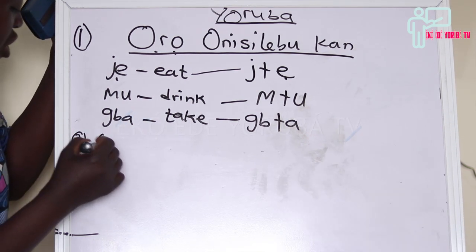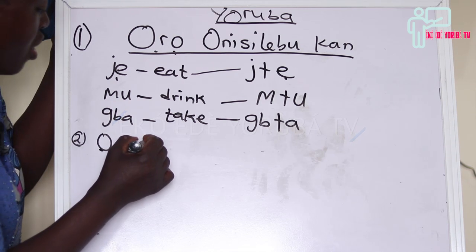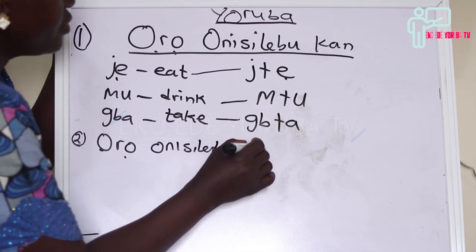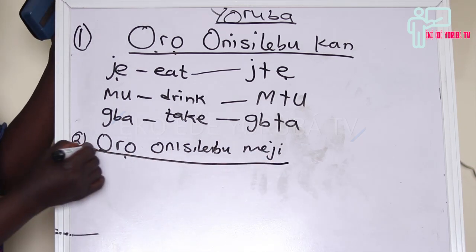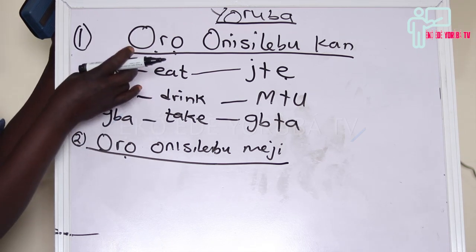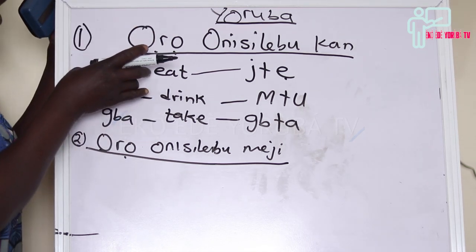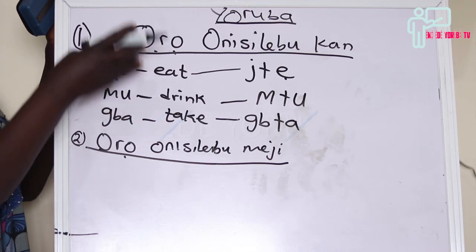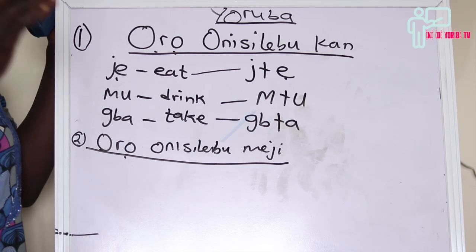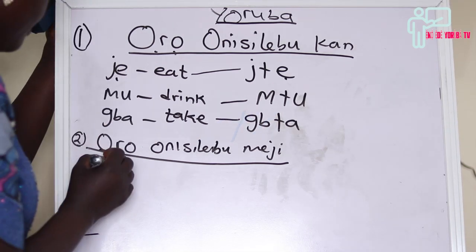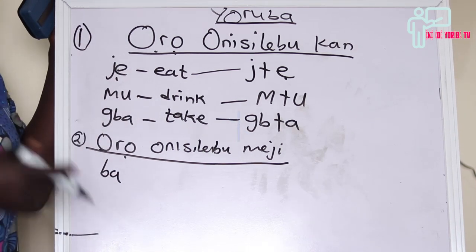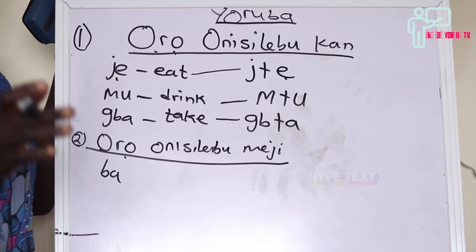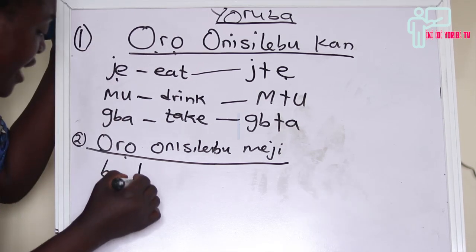Ìkejì, ọ̀rọ̀ onísílébù méjì. Ìyẹn ni pé I've told you, you take one ọ̀rọ̀ onísílébù kan. The example of this one, ọ̀rọ̀ onísílébù kan. Like ba, you can repeat it twice. You can take any ọ̀rọ̀ onísílébù kan, one syllable, you join it with, you add it with it.